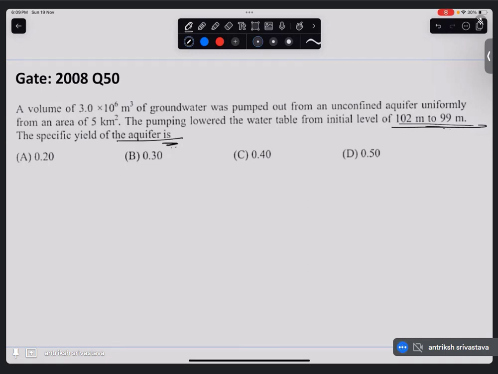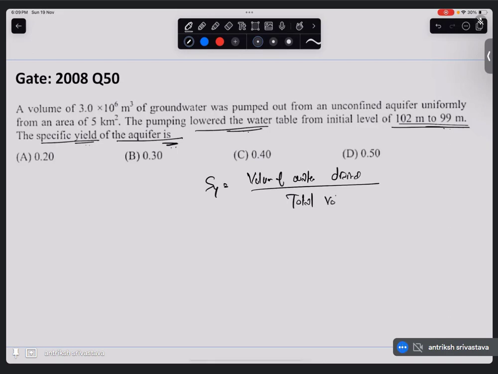Okay, so here they are not using gravity drainage, they are doing the pumping, but still they are calling it specific yield. So we are not going to go into debate with GATE people and talk to them about this. We are just quietly going to use our formula and calculate the specific yield. So what is specific yield? Volume of water drained divided by total volume of soil, or in this case aquifer.